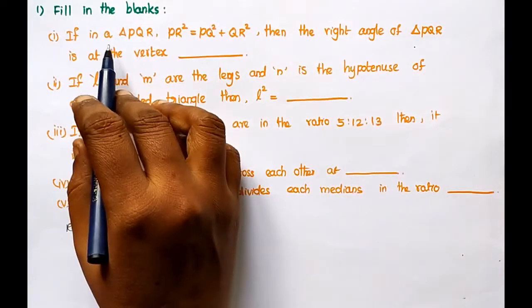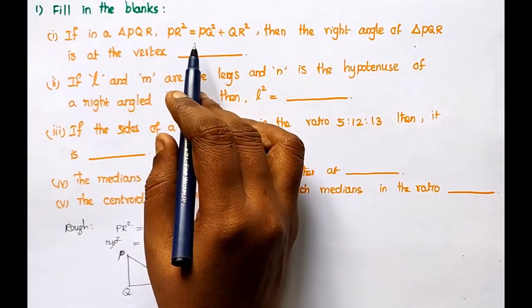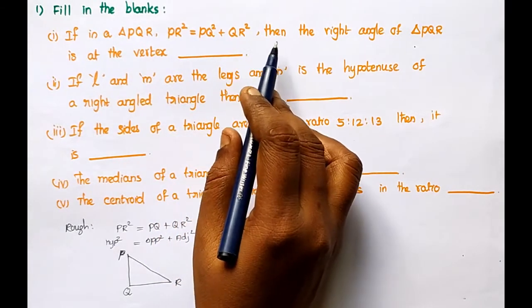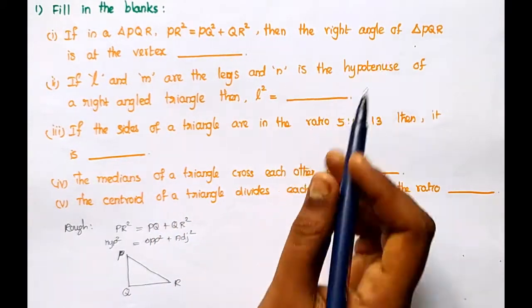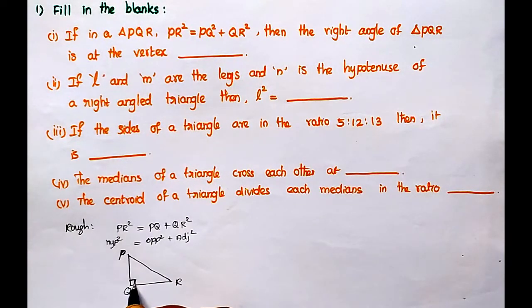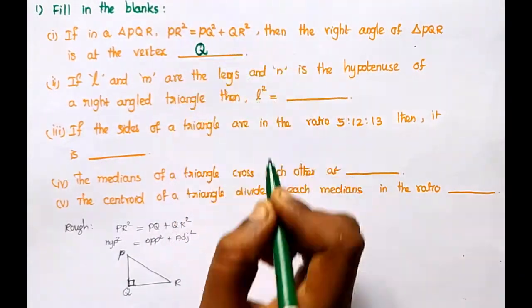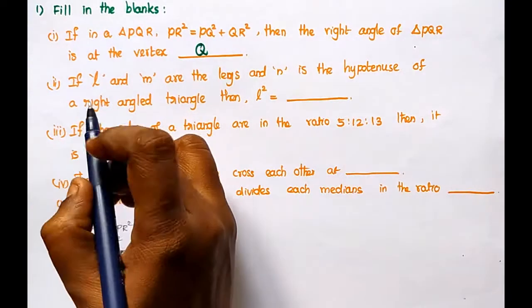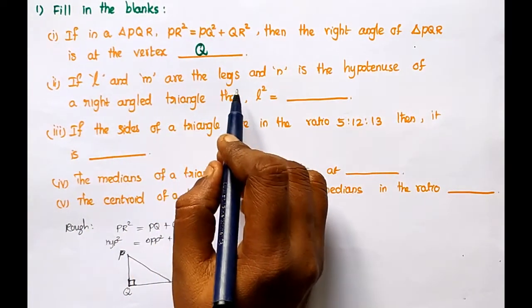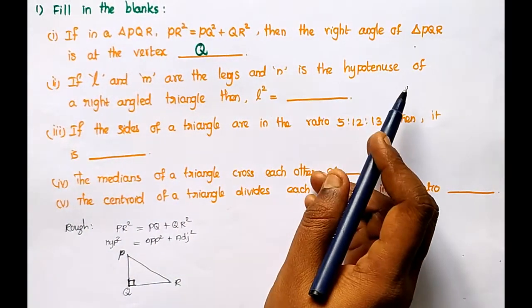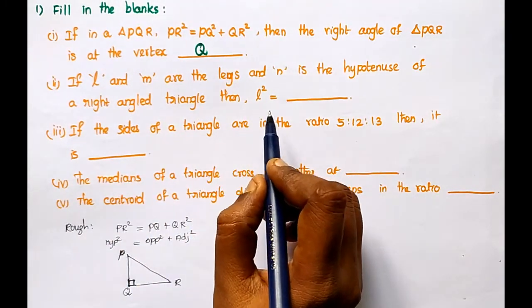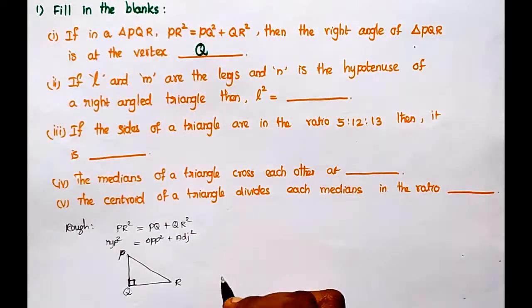If in a triangle PQR, PR square equals PQ square plus QR square, then the right angle is at which vertex? That is Q. That is the answer. Next one. If L and M are the legs and N is the hypotenuse of the right angle triangle, then L square equals dash.